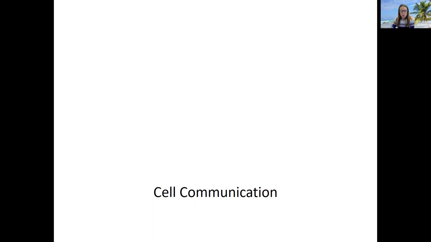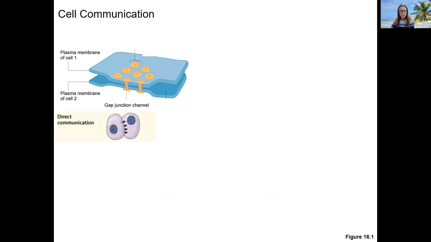So cell communication is really important, right? Cells need to talk to next-door cells right nearby. They also might need to talk to cells across the body. So in a multicellular organism, this is really important for maintaining homeostasis, carrying out processes, keeping everything coordinated, right? So let's talk about the ways cells communicate. Some of these are very local and some are more widespread and farther away.